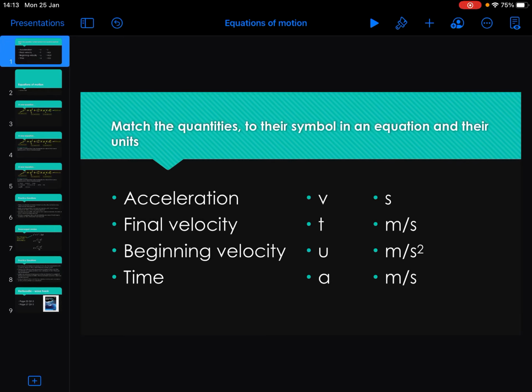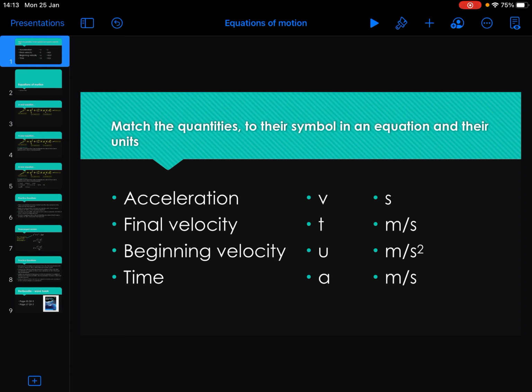So the first thing I would like you to do please is pause the video and match up the quantities on the left hand side of the screen, so acceleration, final velocity, etc., to the middle column, which is the symbol I would expect to see in an equation. So for example, if I saw this letter, I'd know it was acceleration. And then finally, can you then match up to the right hand side the units, so what are they measured in? Now this is just rough work, so if you do that in the back of your book, that will be perfect.